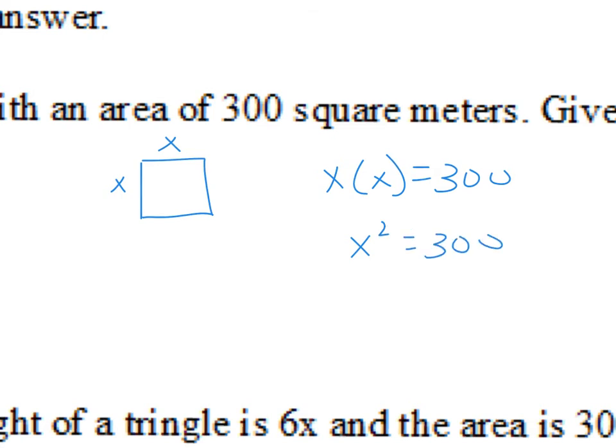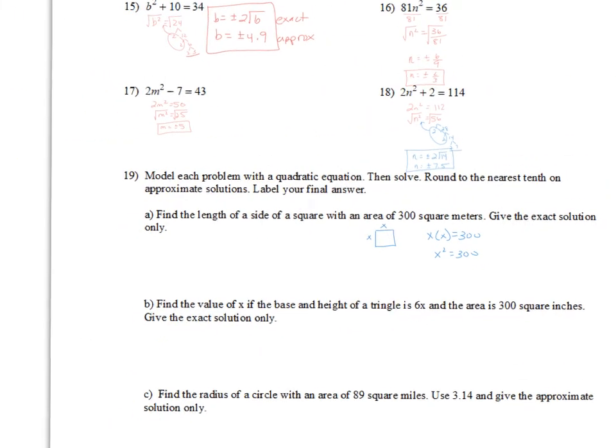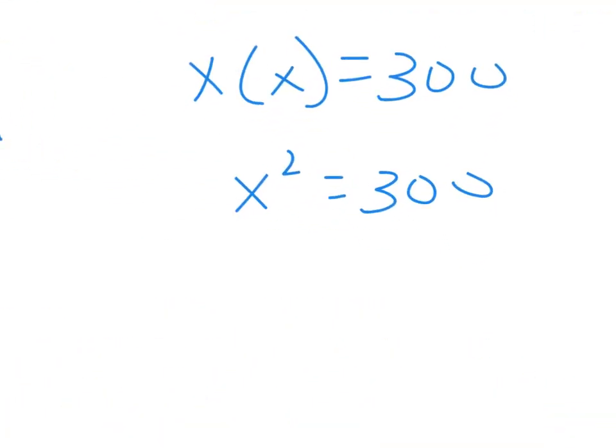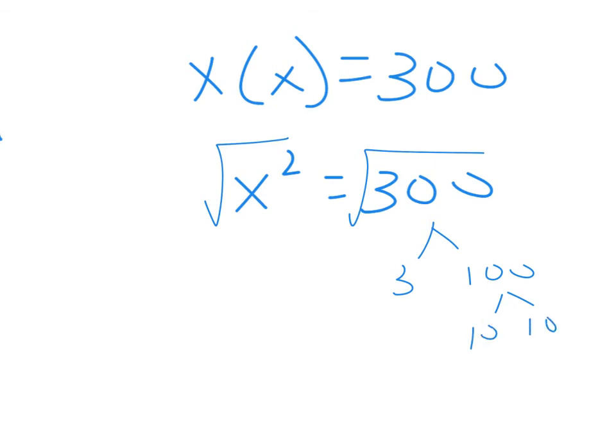Okay, so now I'm going to go ahead. Let's see, what did it tell us to do? Did it tell us to give exact or approximate? Give exact only. Okay, so I'm going to go ahead and square root both sides. And I'm going to break this down to 3 and 100. And I know 100 is going to go to 10 and 10. So I'm going to take the 10s and move them out.